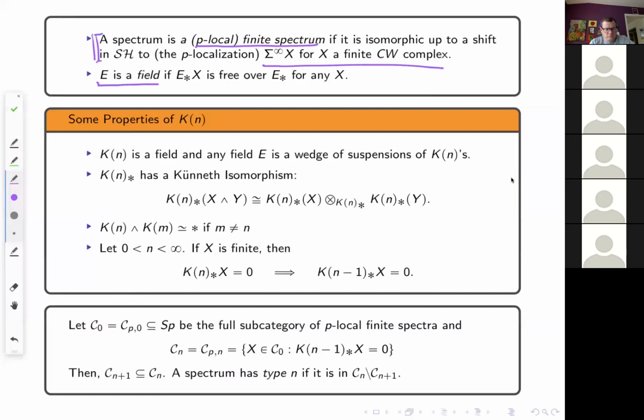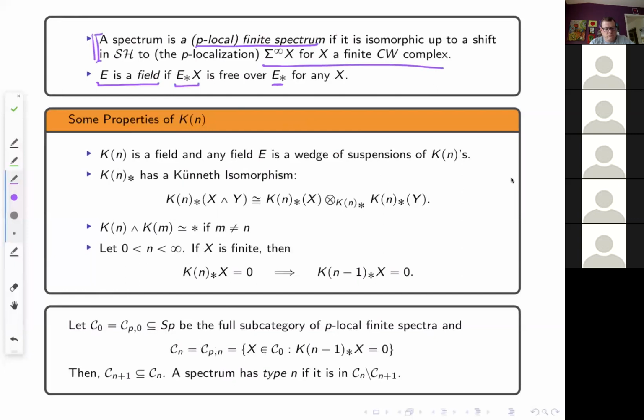Now, what is a field? A field is going to be a theory E such that E star of X, so the homology of X, is free over E star for any spectrum X. Okay. So if you think about fields in our usual sort of life, modules over fields are all free, right? So this is the equivalent statement, but sort of formulated in spectra.